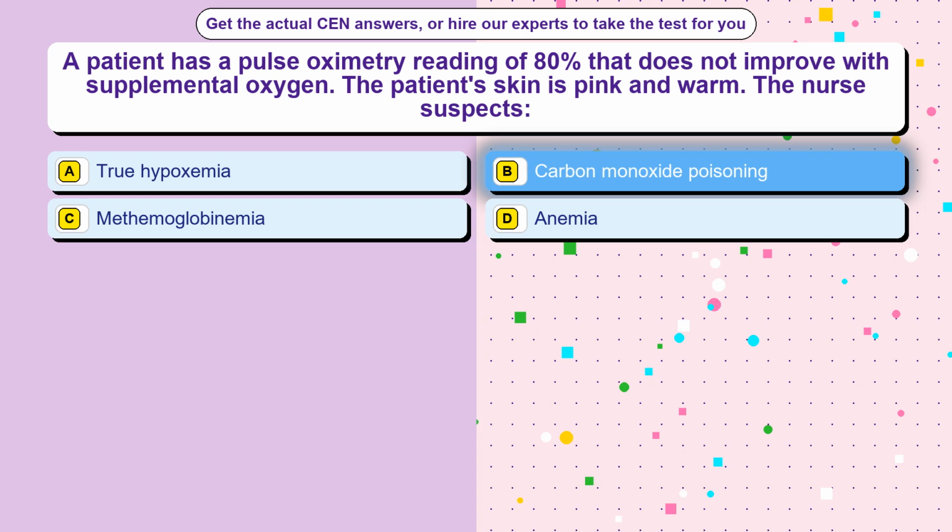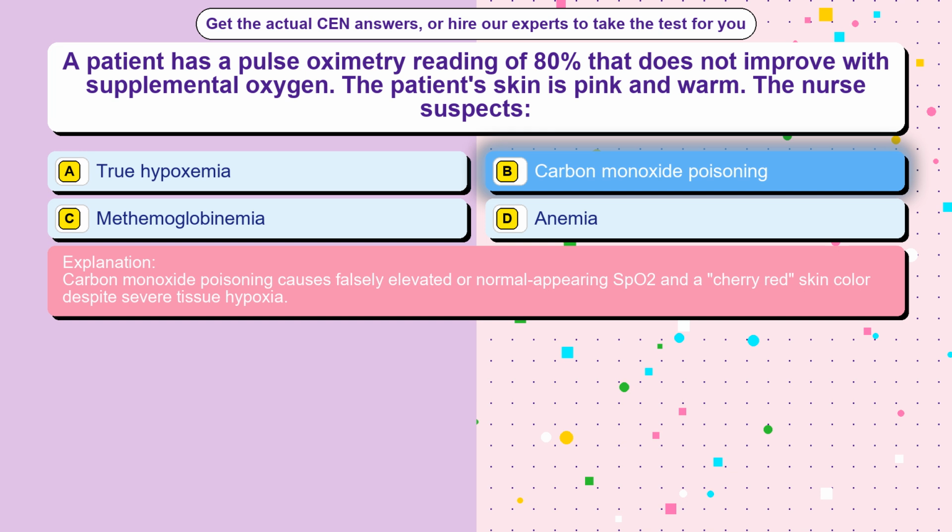The correct answer is option B, carbon monoxide poisoning. Carbon monoxide poisoning causes falsely elevated or normal appearing SpO2 and a cherry red skin color despite severe tissue hypoxia.